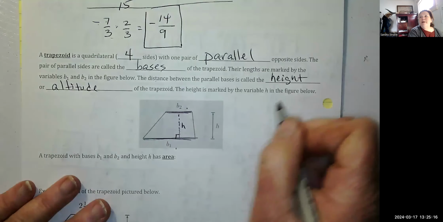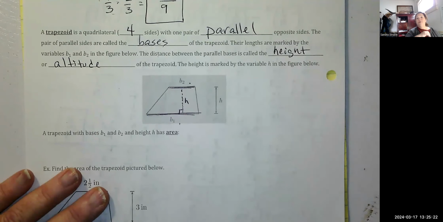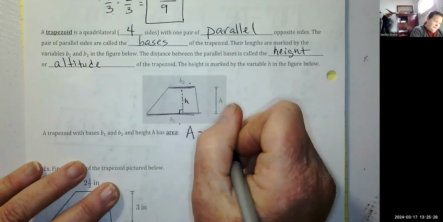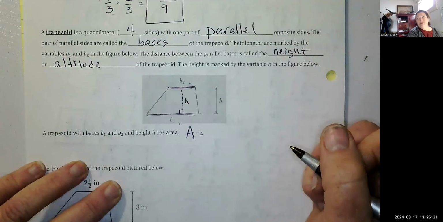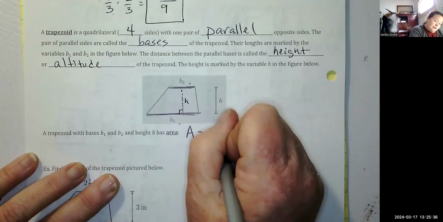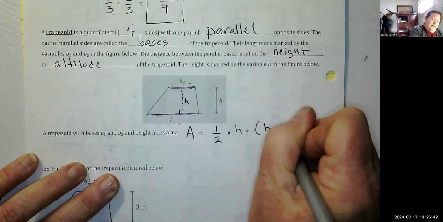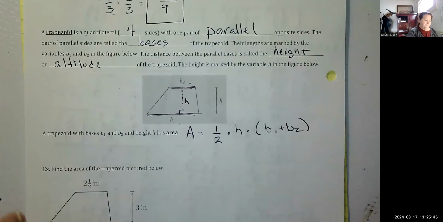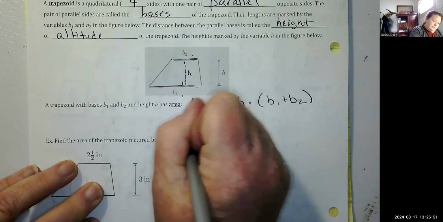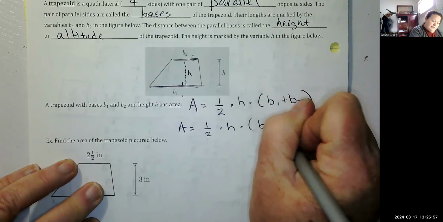The height is marked by the variable h in the figure below. A trapezoid with bases B1 and B2 and a height of h has an area. So the area is equal to, now they're doing it differently than I would do it. They are saying 1/2 times height times base 1 plus base 2. Let's just do that. 1/2 times the height times base 1 plus base 2.